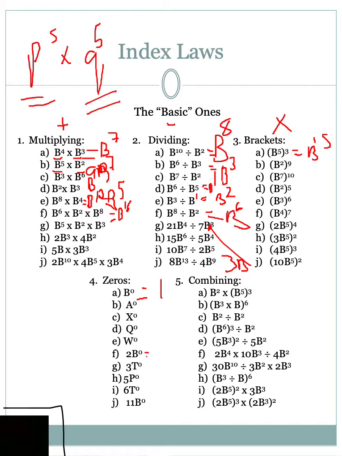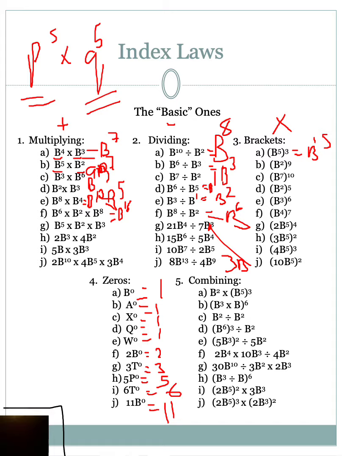So for f, 2 times 1 is 2. For g, it's going to be 3. For h, it's going to be 5. For i, it's going to be 6. And for j, it's going to be 11. Okay, so anything to the power of 0, guys, is always 1, for that one there.